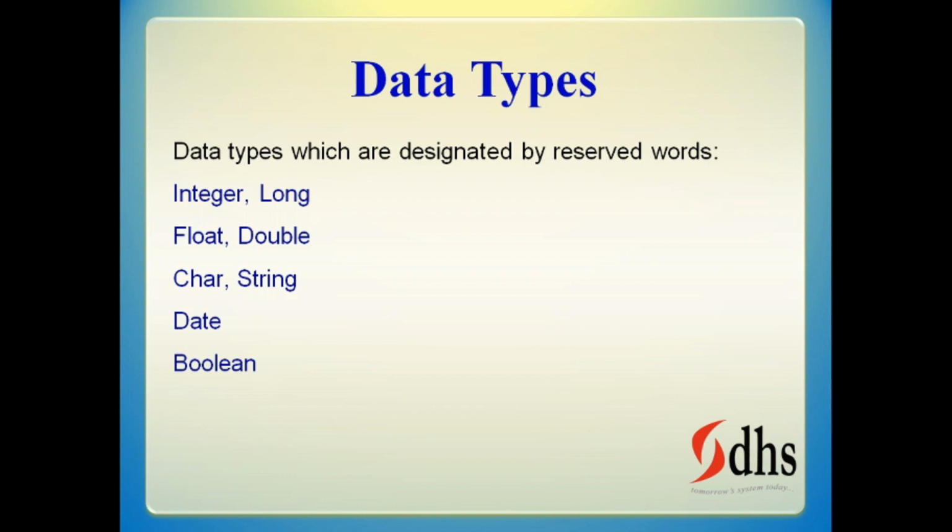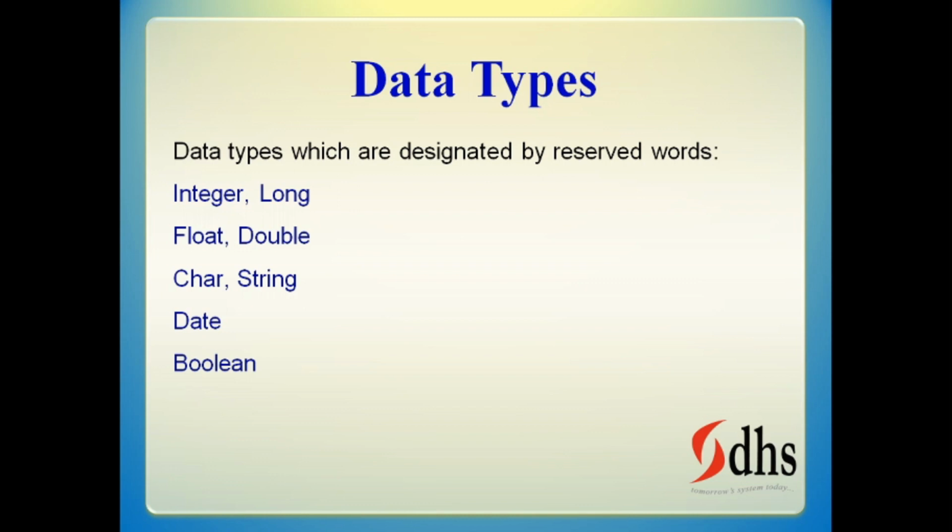Data types. Based on the programming language, the data types will vary, but the general data types are these. To store whole numbers we use integer, long, short. These are whole numbers, that is, without decimal points. With decimal points we want to store the number, we can use float, double. If you want to store alphanumerical things, we go with char and string.